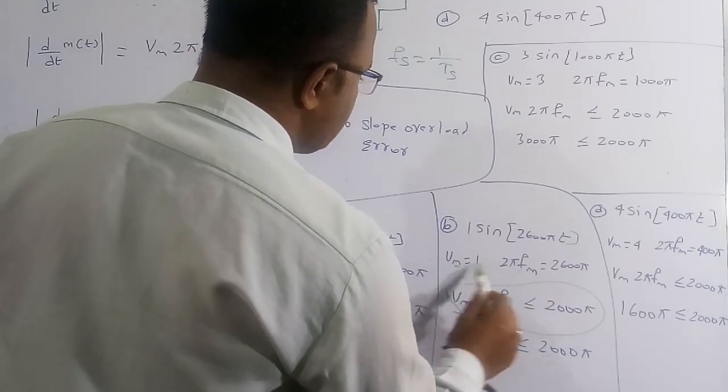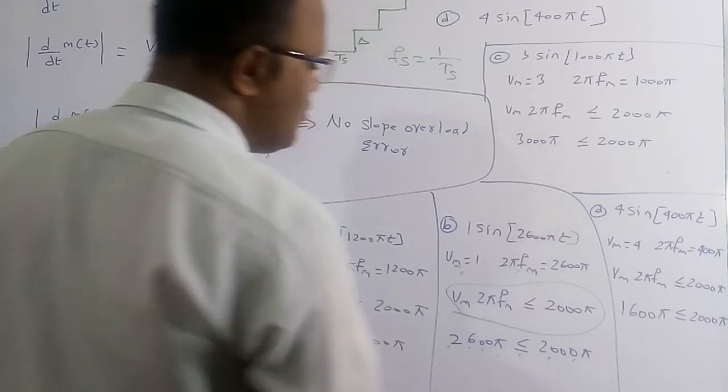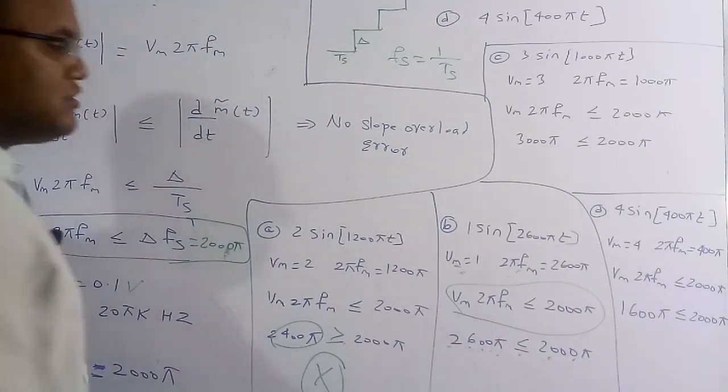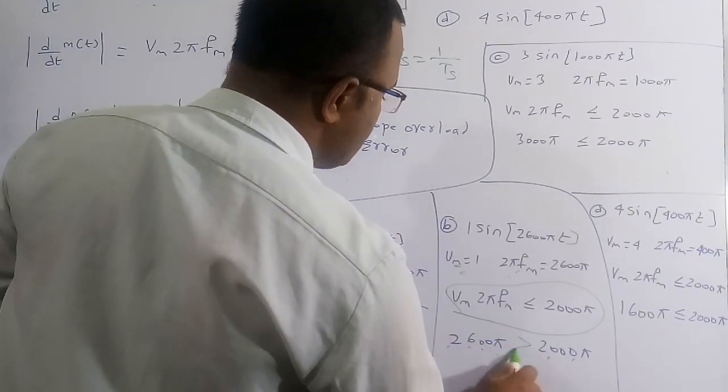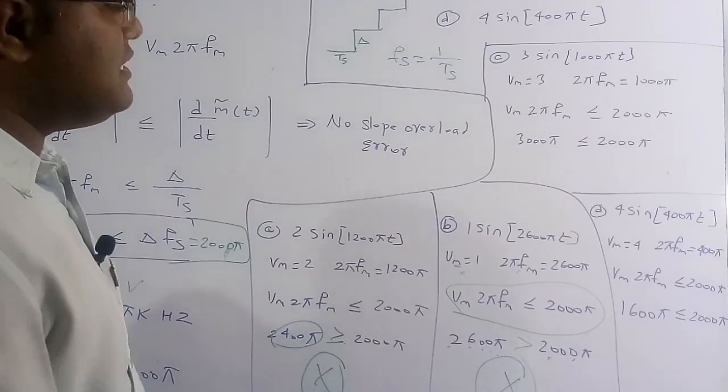So if you do the multiplication of these two things, we are going to get 2600 pi less than or equal to 2000 pi. No, actually 2600 pi is always greater than 2000 pi. So therefore this condition is also failed. So if you give this message signal as an input, then slope overload is going to occur.